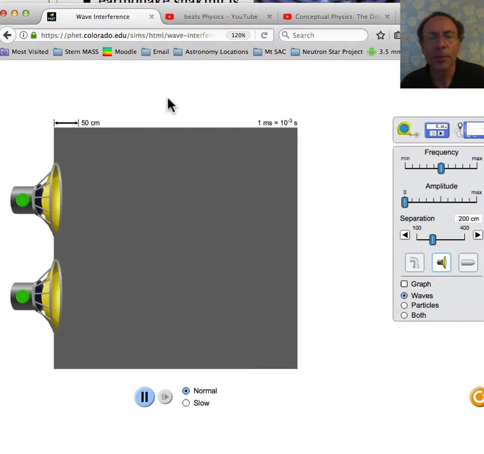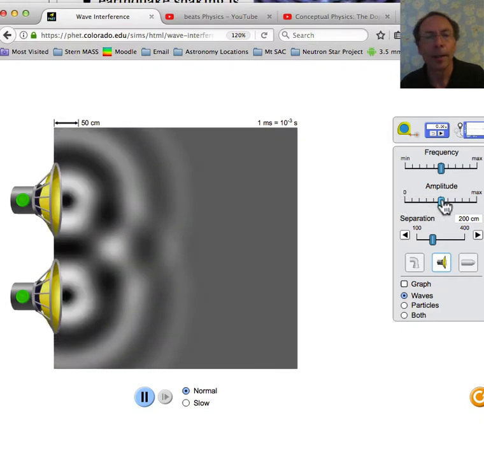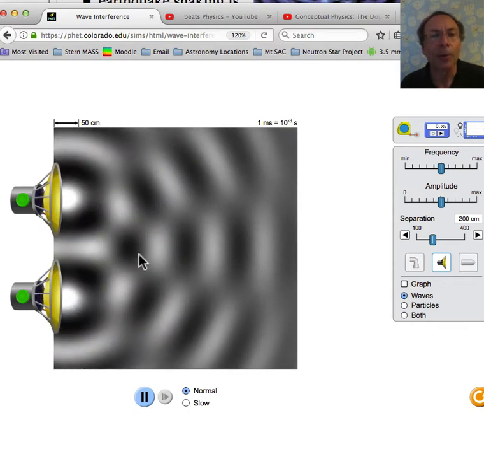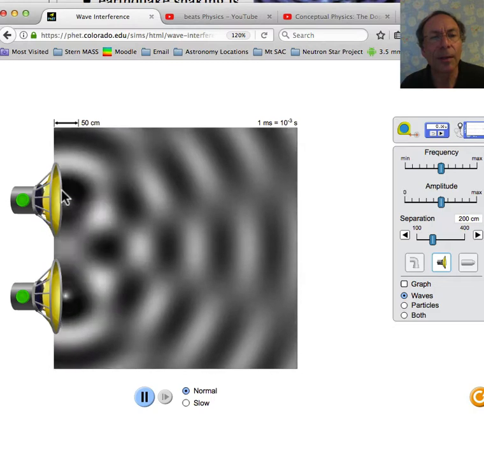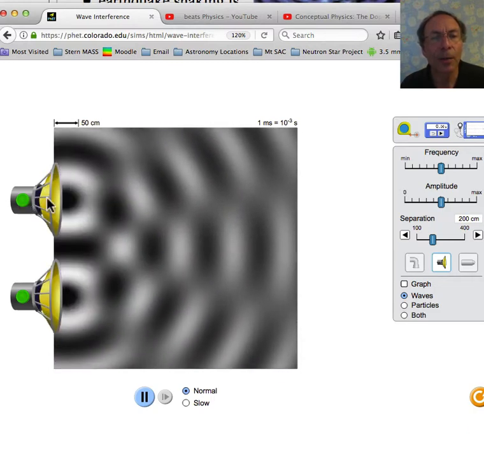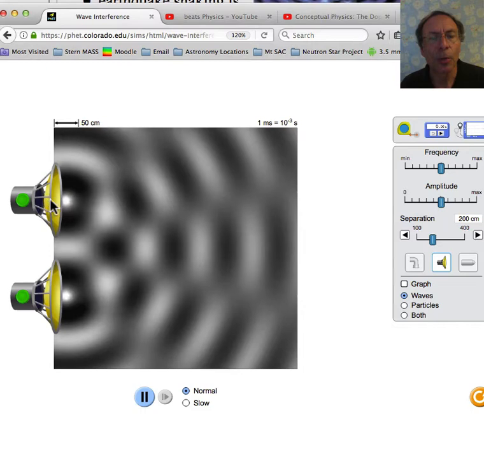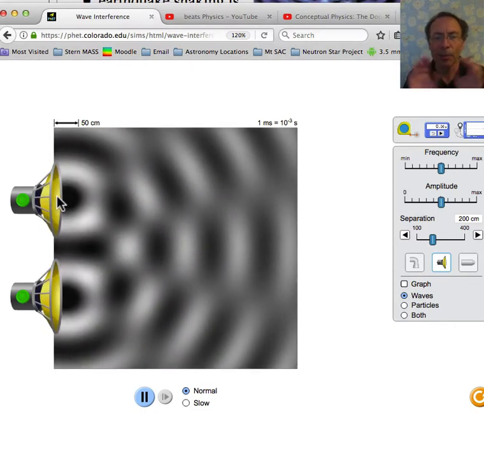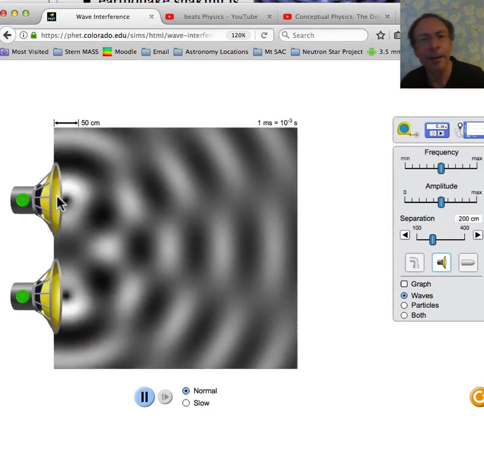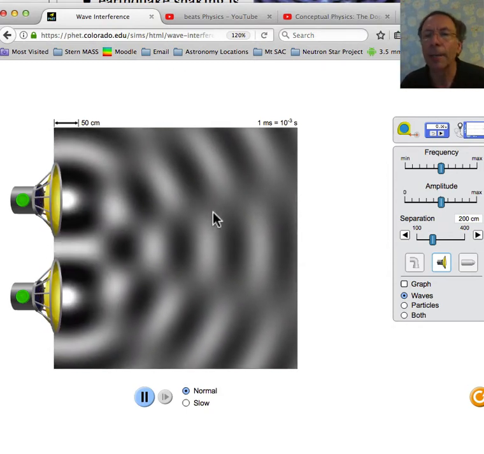What I've brought up here is one of the PhET simulations. This one is called wave interference, and it's simulating sound waves coming from two loudspeakers. This is in very slow motion, and right now I've got the sound off, so to speak. I can now make the sound come on. You see that the loudspeakers are pushing and pulling. We're going to talk about sound a little more later, but when the loudspeaker goes forward, it's compressing the air, and when the loudspeaker pulls back, it's decompressing or rarefying the air. And so you see waves of pressure happening.